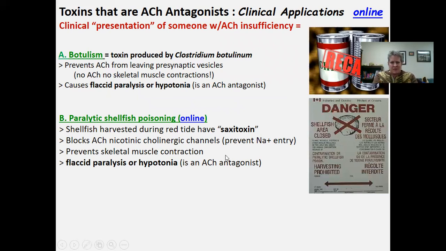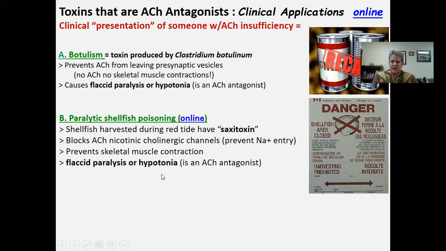So what it does is it works differently than botulism. It blocks the acetylcholine cholinergic channels. It prevents the sodium channel from opening, or prevents the sodium from getting into the cell. So acetylcholine still crosses the synapse, it can still bind to a receptor on muscle, but this toxin prevents the sodium channel from opening up. So without that sodium entering your cells, they're not going to be stimulated. So it prevents skeletal muscle contraction, and it causes hypotonia.